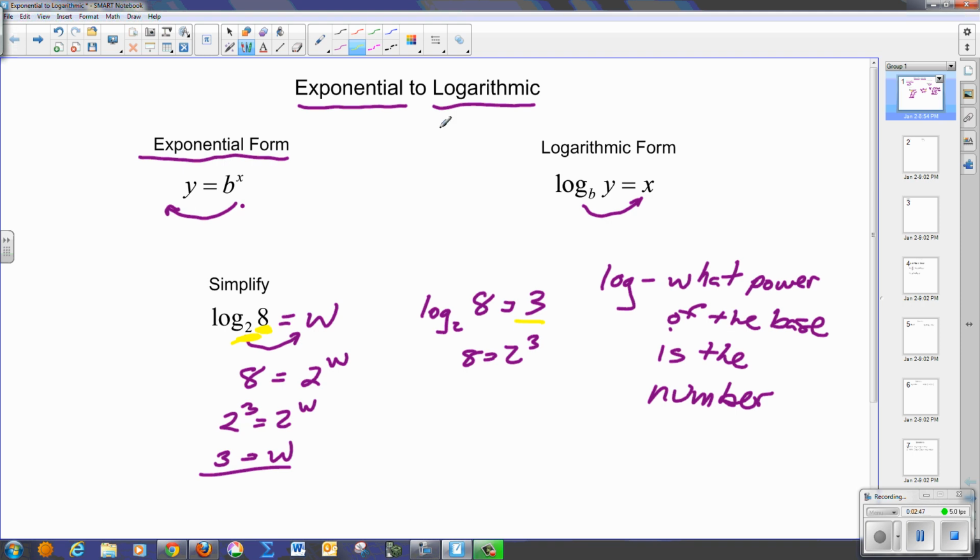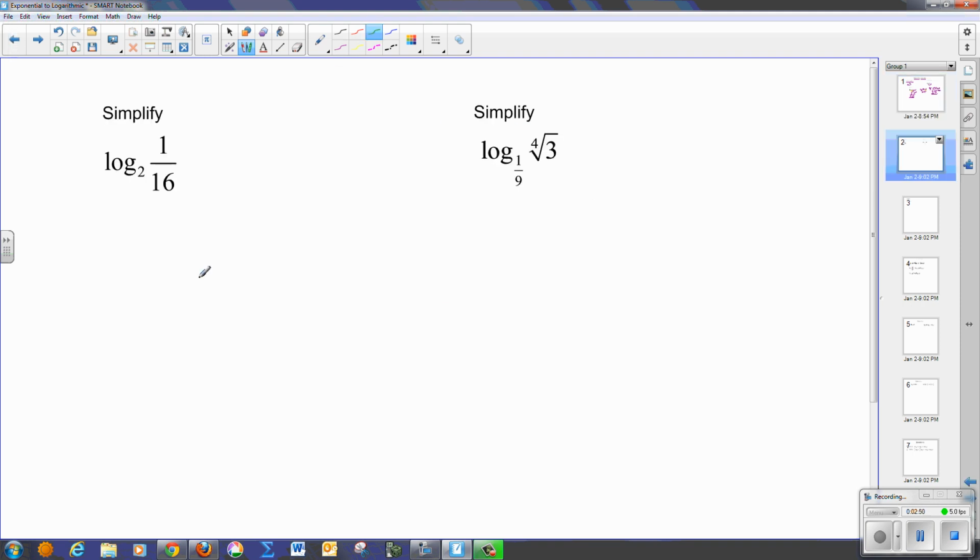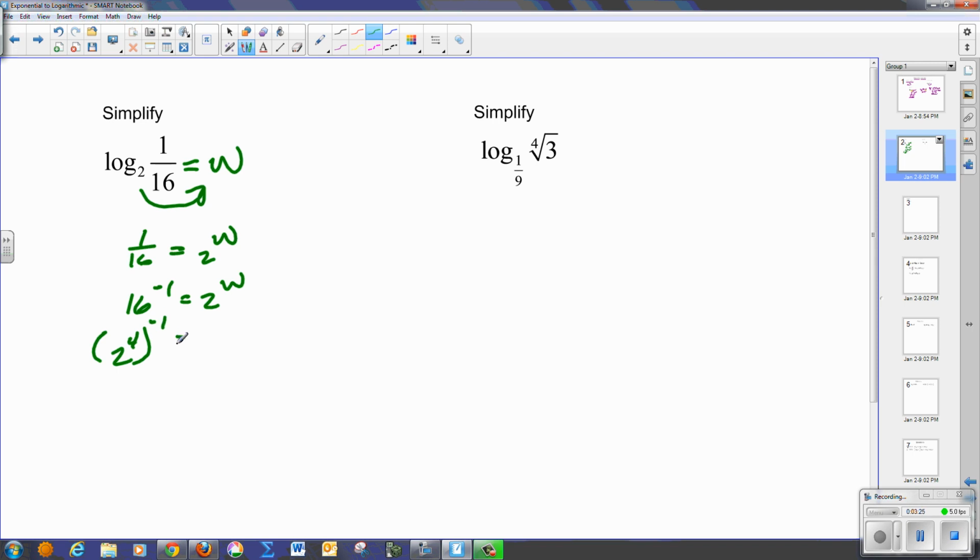Let's do a couple more examples. So now, I may not know what power of 2 is 1/16, so I'll put equals some unknown w. I'm going to slide the base once again, and 2 to the w power is equal to 1/16. I need to express 1/16 as a power of 2. I know 1/16 is the same as 16 to the negative 1 power. And I also know 16 is 2 to the fourth, which is raised to the negative 1.